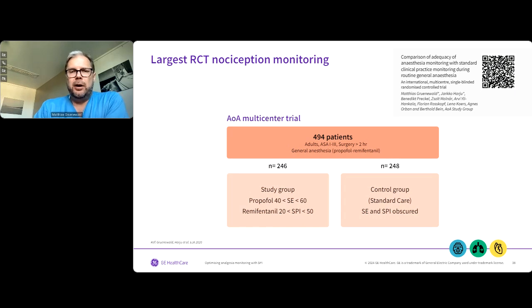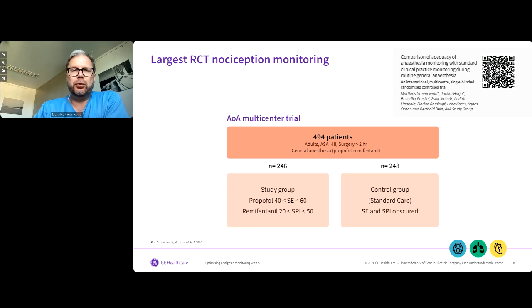After a couple of pilot studies, we did a multi-center trial, which is, to my knowledge, the biggest trial with guidance of anti-nociception by any parameter so far. This is a multi-center study being performed in Amsterdam, in Finland, Tampere, and in Hungary, as well as in Kiel, Germany. And yeah, we had two groups.